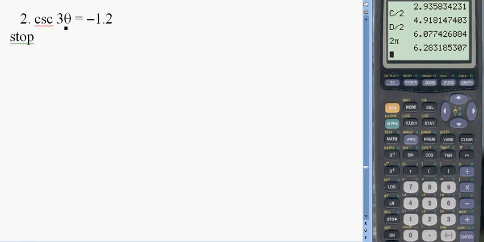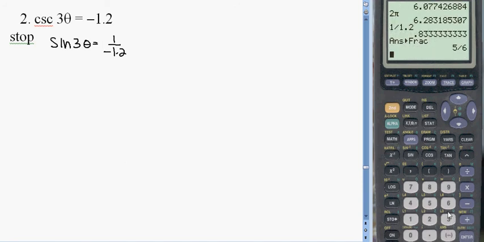So this time we have 3 theta and we have cosecant. So 3 theta means we need to add 2 pi twice and then divide all 6 of our answers by 3. So I'm going to rewrite this as the sine of 3 theta equals 1 over negative 1.2. Well, 1 divided by 1.2 is equal to 5/6, so this is 5/6 negative. I'm going to disregard the negative, and I'm going to let 3 theta equal W.